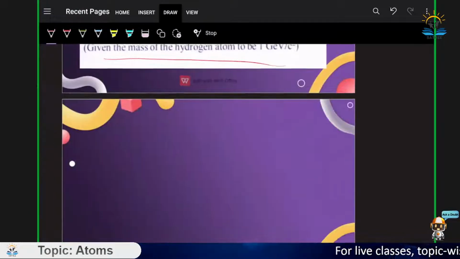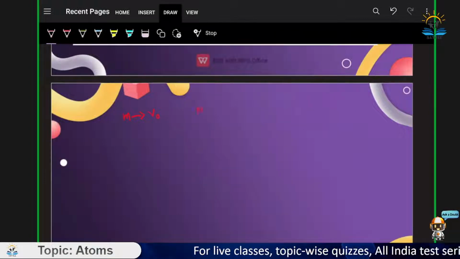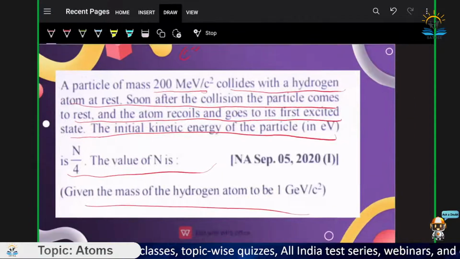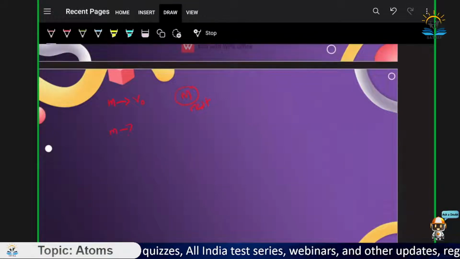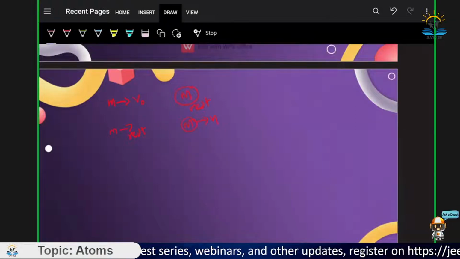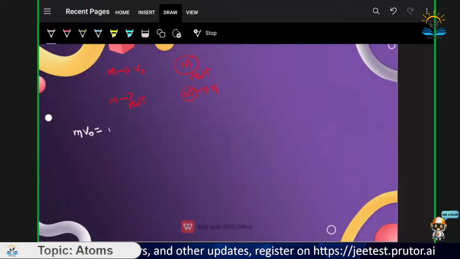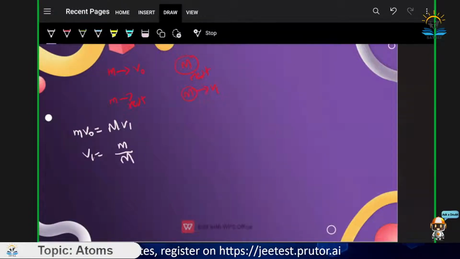So now the condition is like this, right? Initially the particle is moving with velocity v0 and the hydrogen atom is at rest. Just after collision, this particle comes to rest and the hydrogen atom is moving with velocity v1. By conserving momentum, we can write m v0 equal to M v1. So v1 will be small m by capital M into v0. Okay, easy.